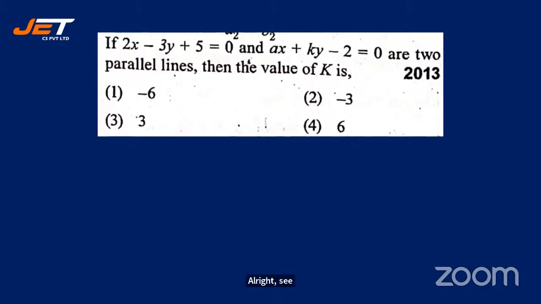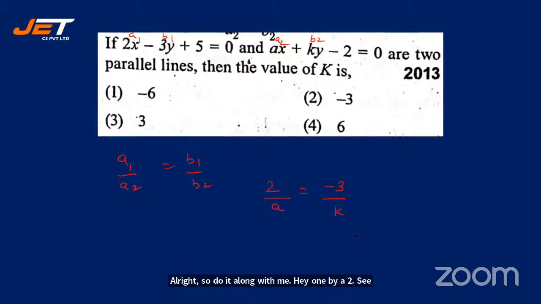If 2x minus 3y plus 5 is 0 and ax plus ky minus 2 is equal to 0 are two parallel lines. See how beautiful the question is, so simple, isn't it? They say there are two parallel lines. Just now we saw parallel lines condition is A1 by A2 is equal to B1 by B2. All right, so this is A1, A2, B1, B2. All right, so do it along with me. A1 by A2 is equal to B1 by B2. Isn't it? So 2x plus 3y, A1, A2, B1, B2. All right. Yes. Now, what is that they're asking? If 2x minus 3y plus 5 is equal to 0 and ax plus ky minus 2 is equal to 0, they are two parallel lines. Okay. Then what is the value of k?